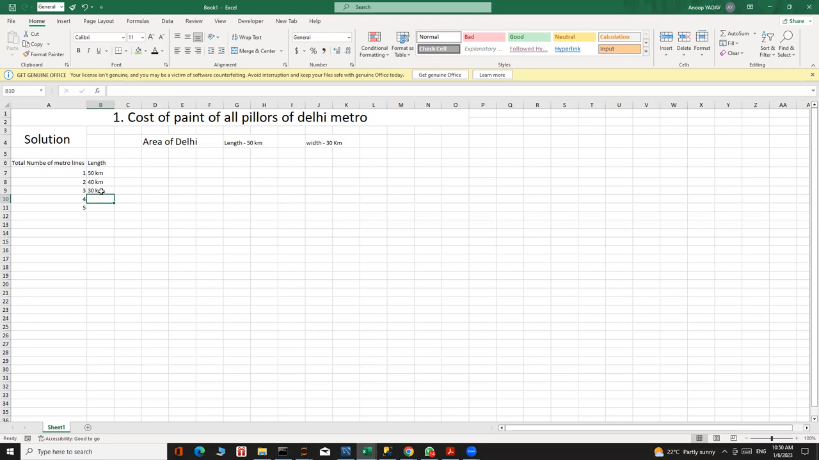And some metro lines are based on one point to another point, like one is from one point to some holy places or an airport line. Then let's assume another is a 20 kilometer line. This is the length of our metro line.